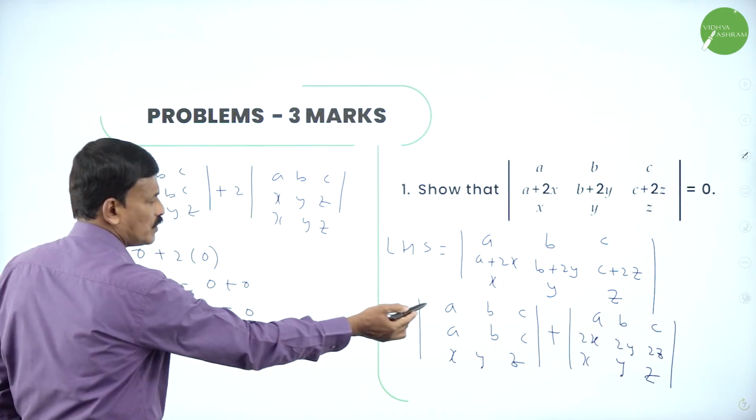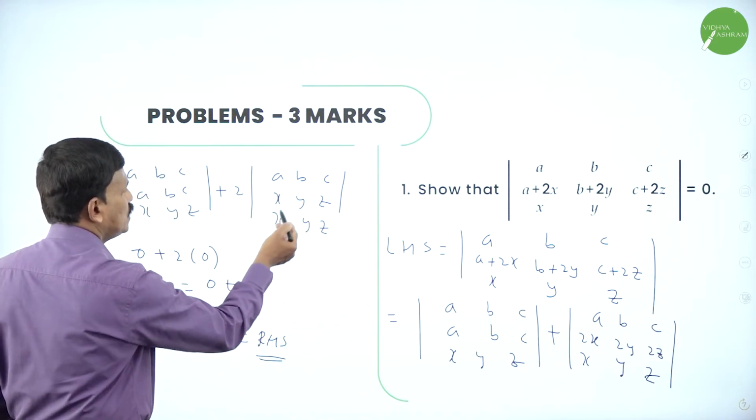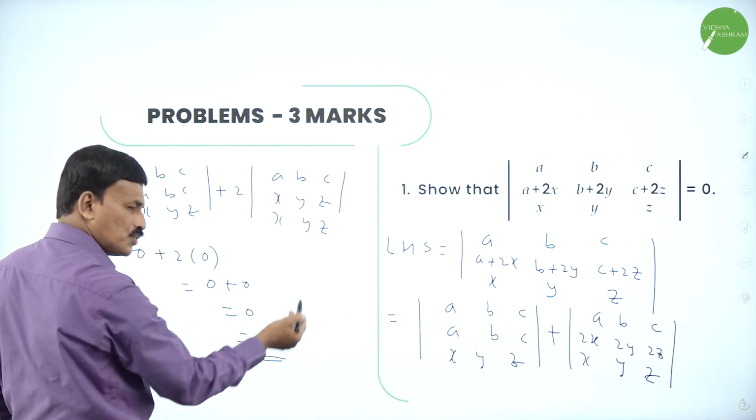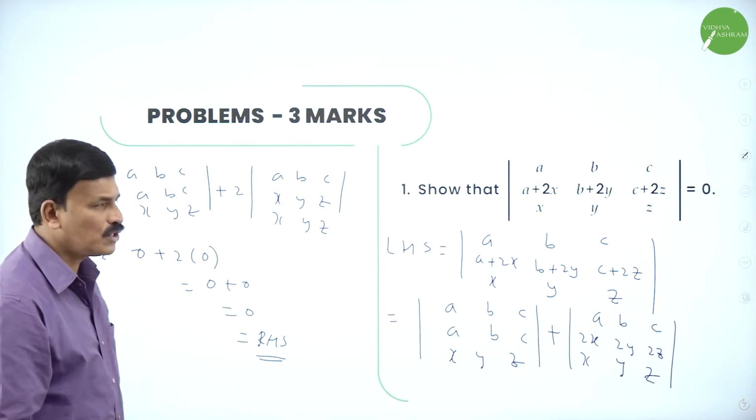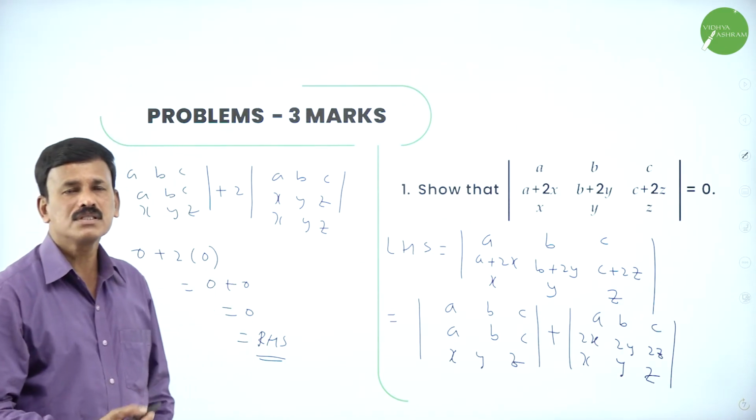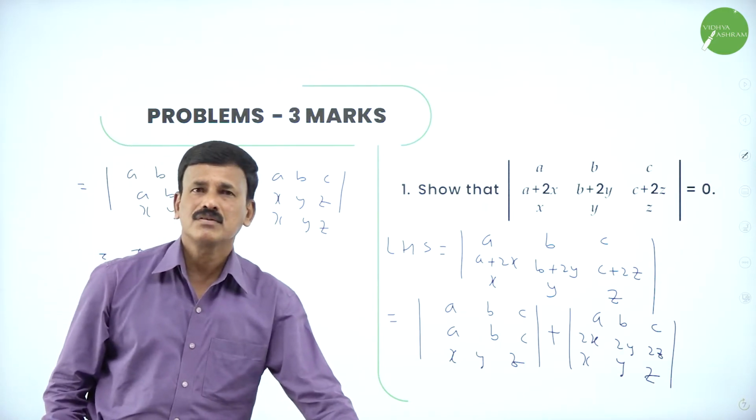You can remove 2 as a common factor from the second row. Again you have x, y, z, and two rows are the same. So this is 2 into 0, which is 0. So 0 plus 0 is equal to 0. This is the answer. Okay.